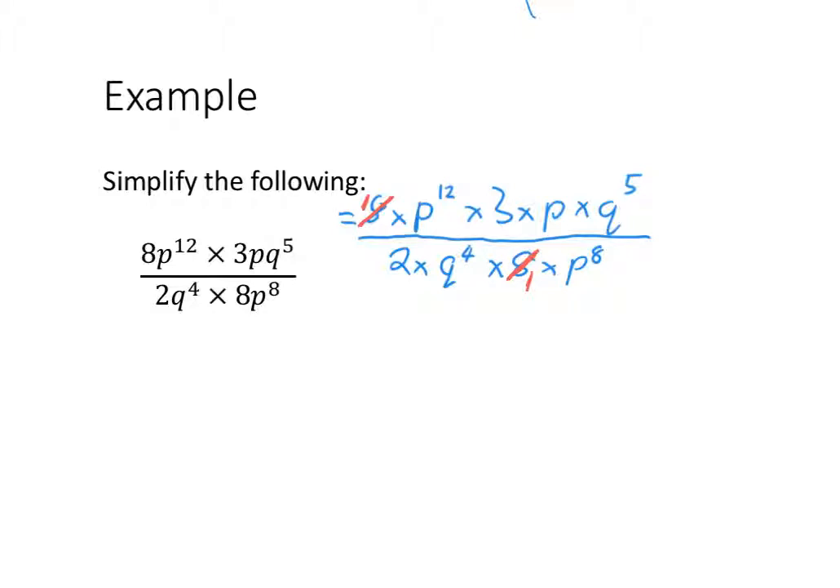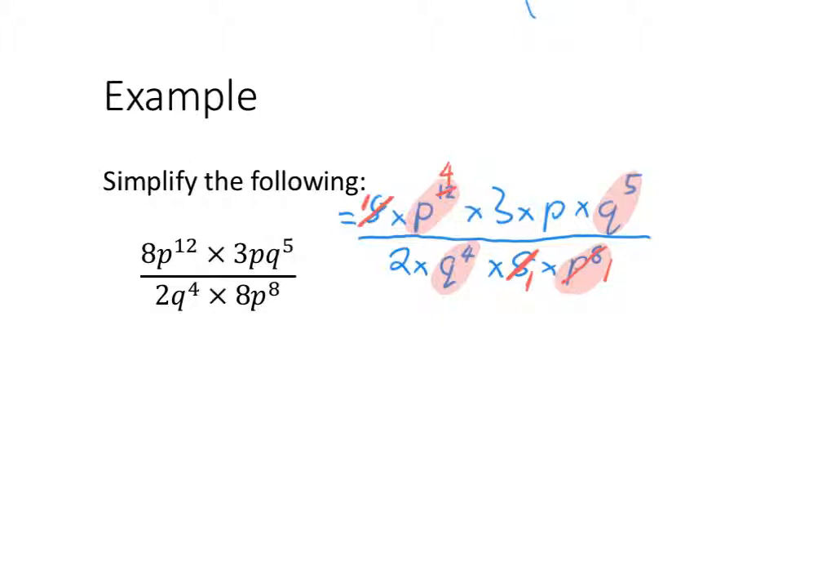So up the top, I've got a p to the power of 12, and down the bottom I've got a p to the power of 8. Now using the second index law, I can cancel out the p to the power of 8 down the bottom, and then subtract the 8 from the 12 up the top to make that 4. So that becomes p to the power of 4. And I've also got a q to the power of 4 in my denominator, and a q to the power of 5 in my numerator.